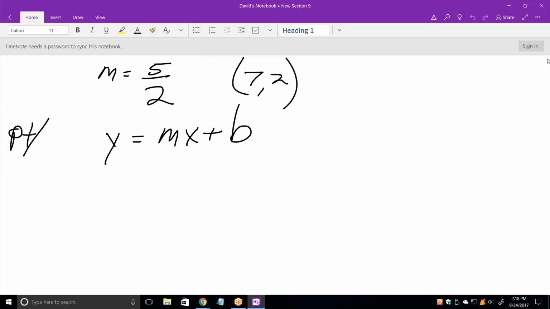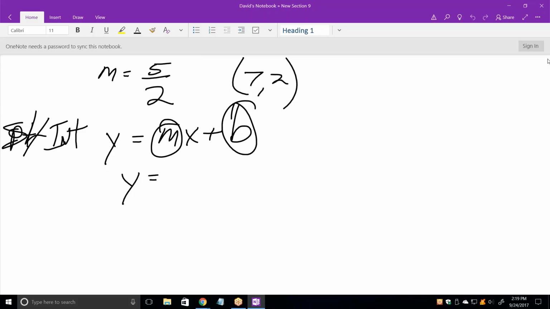Notice why it's called slope-intercept. We have a slope, we have a y-intercept. So we know this much of it. We know the slope is 5/2 x plus b. Well, if I want to solve this, I've got to solve for b. In other words, I want my final equation to be y equal 5/2 x plus some number.